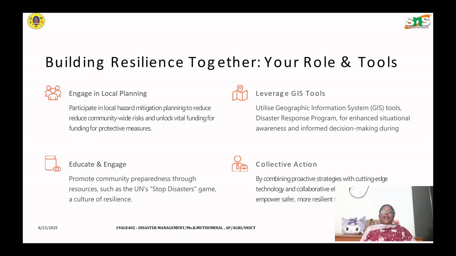The third stage is to educate and engage the community in preparedness through resources such as the Stop Disasters Game, building a culture of resilience. And the final stage is collective action. By combining proactive strategies with cutting edge technology and collaborative efforts, we can empower safer and more resilient futures for everyone. So these are some of the things that come under the mitigation programs, where we can also incorporate recent technologies like GIS and disaster response programs, and also AI, which will help us to mitigate the effects that are going to happen in the near future due to the occurrence of disaster.